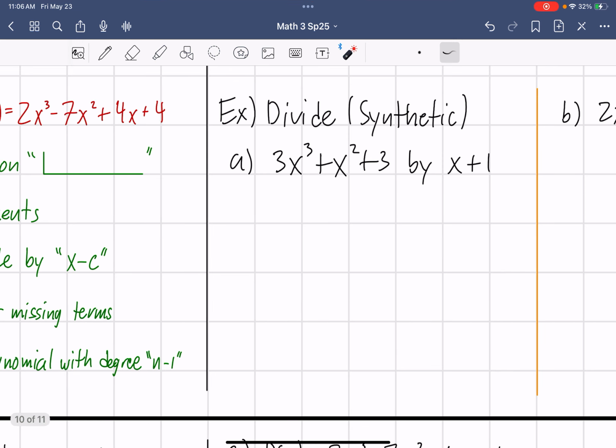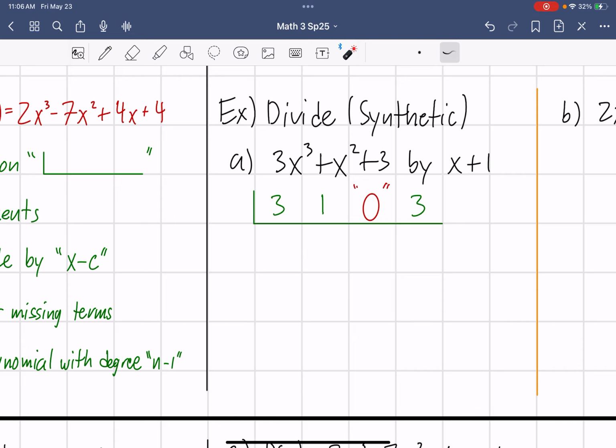So here we have, if you notice, power of 3, power of 2, and then the constant, we're missing that 1. So when you do your synthetic division, I'll set it up here, it's going to be 3 for the first one, 1 for the second one. But this is where I meant you need to put a 0 as a placeholder. And then lastly, 3.